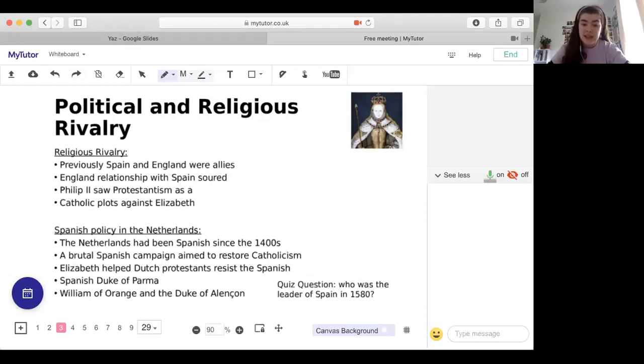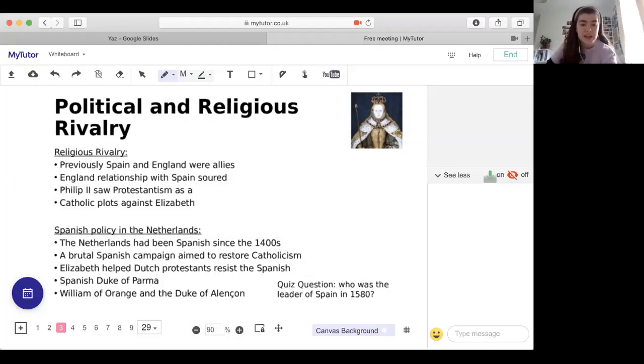So Philip II, backed by the Pope, saw Protestantism as a threat to the authority of the Catholic Church, and many English Protestants saw Spain and Catholicism as a threat. So Philip of Spain became involved in Catholic plots against Elizabeth. So the Spanish policy in the Netherlands, another sort of sore, contentious point between England and Spain.